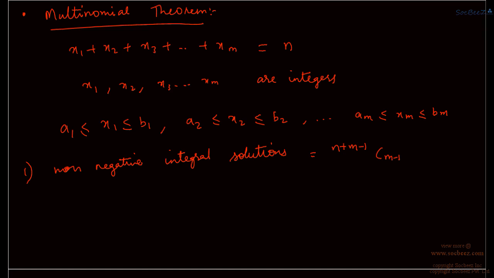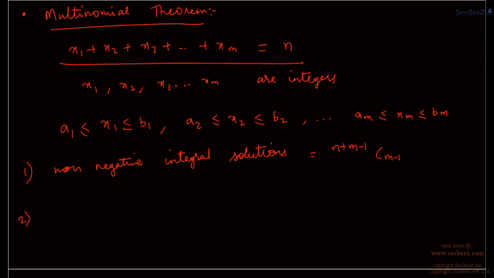So, in this kind of question, these kinds of questions actually come under permutations and combinations, which have their basis in the binomial theorem, right? So it's nothing but a generalization of the binomial theorem, and we'll take a few questions to clarify this. These are the important results. The first is the non-negative integral solutions of this equation: n plus m minus 1 C m minus 1.